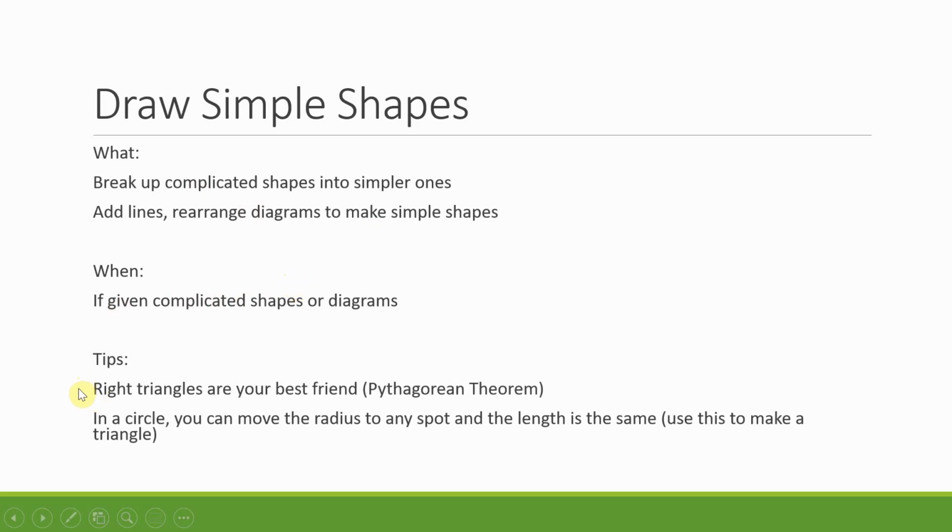Just general tips. Right triangles are your best friend. That's the most commonly tested shape, so make sure you know your Pythagorean theorem. They will test that, and we can use it more than you would think. And just one little tip in case it comes up. If you have a circle, and they give you the radius drawn on there, you can draw that radius wherever you want. As long as it goes from the center to the outside, it's the radius and it'll be the same length. And you can use that to maybe make a triangle or some other shape. And I'll give you an example here at the end of this video of what I mean by that.